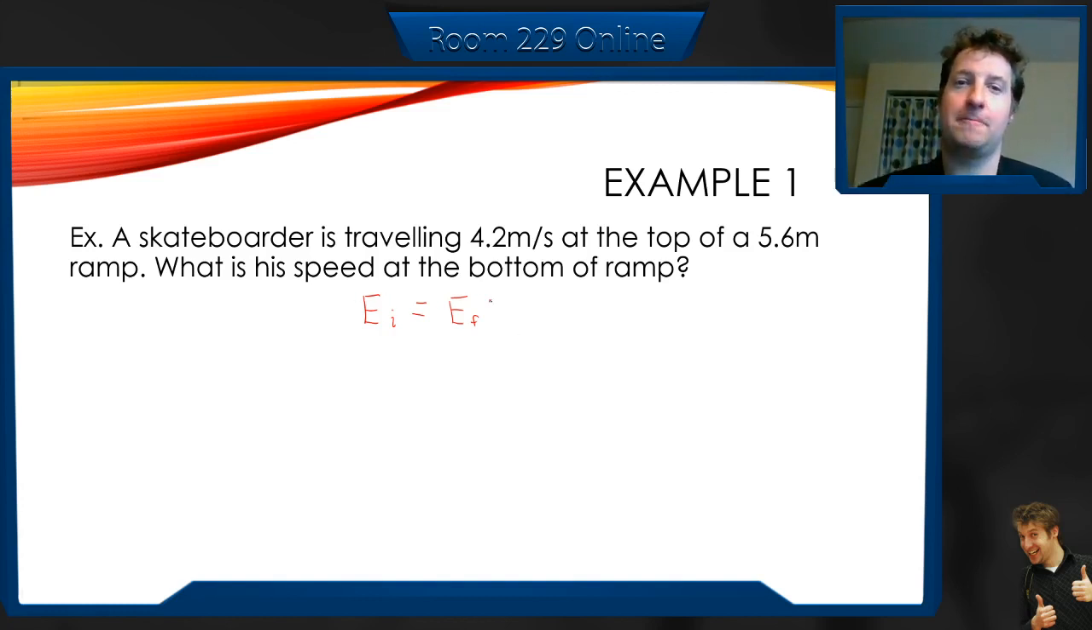So let's think about the first state. He's traveling at 4.2 meters a second. What kind of energy does he have? Kinetic, okay? So he has some sort of initial kinetic energy. Okay, let's call this Ki. He's also 5.6 meters above the ground. And if we're going to use the ground as our reference point, that means he's going to have some sort of initial potential energy, and we call that U. Okay, so he's going to have a potential energy to begin with.